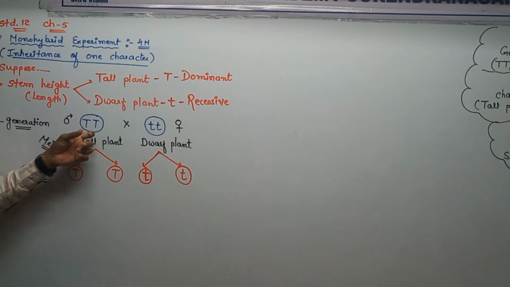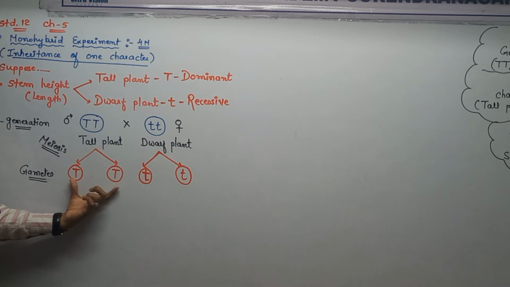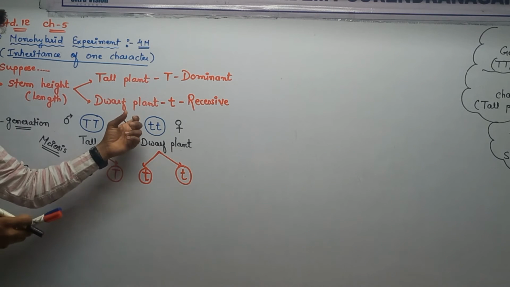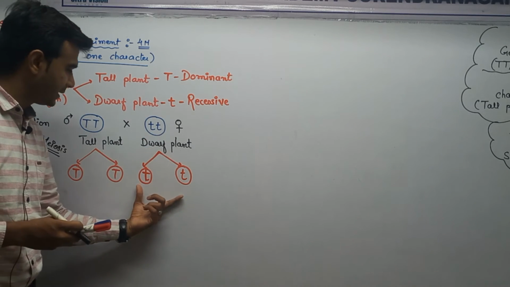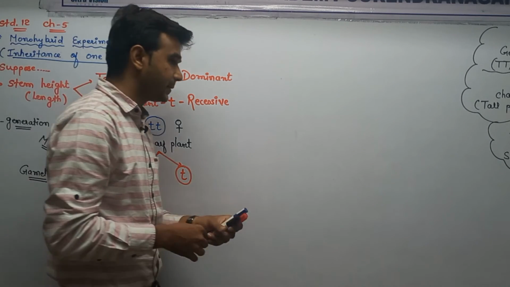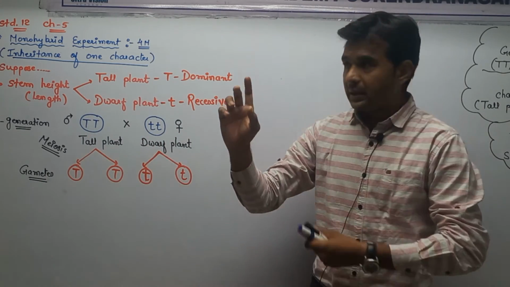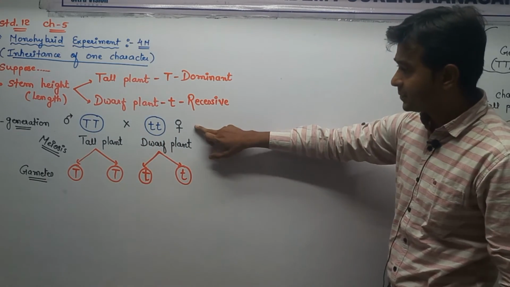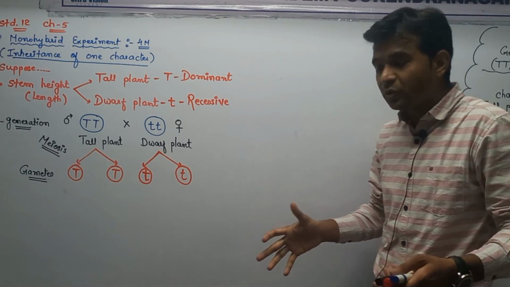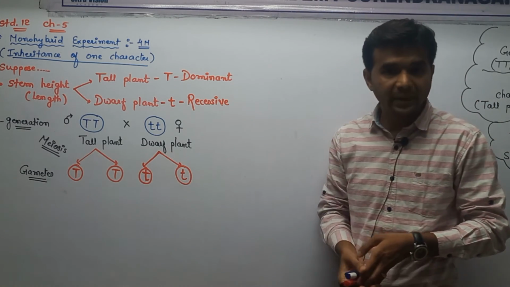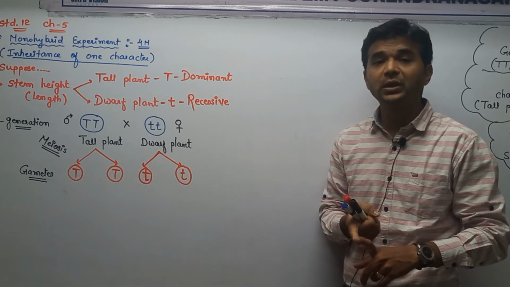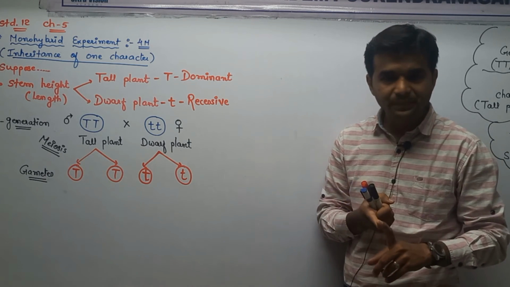So the tall plant produces the capital T gamete by meiosis division, and the small t plant produces the gametes by the same meiosis division. So think about here, in the small t plant, that is the dwarf plant. What Mendel did here is, in the dwarf plant, first of all emasculation occurs.